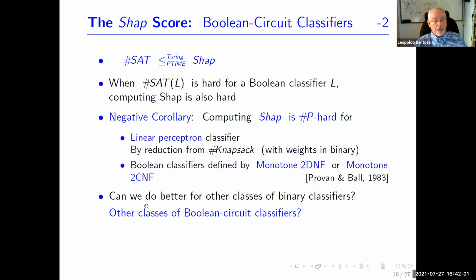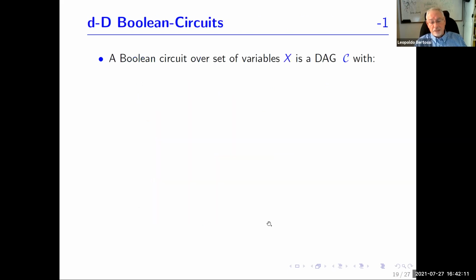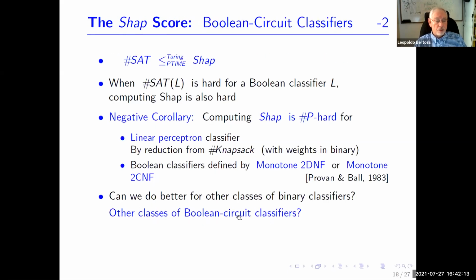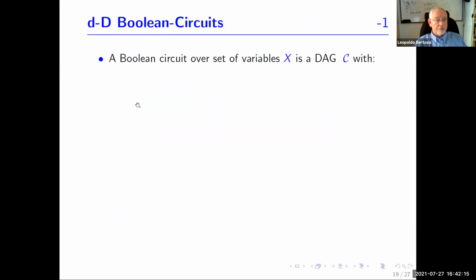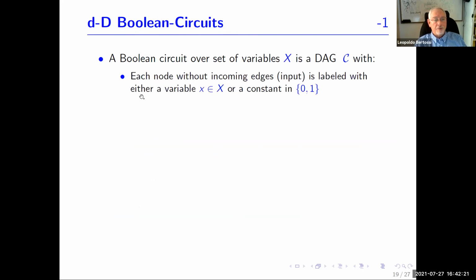So are there other classes of circuits for which this can be done more efficiently? Other classes of Boolean circuit classifiers? That is the question that we wanted to investigate. Okay, and we concentrated on this class of circuits, DD Boolean circuits. I'm going to briefly describe them.